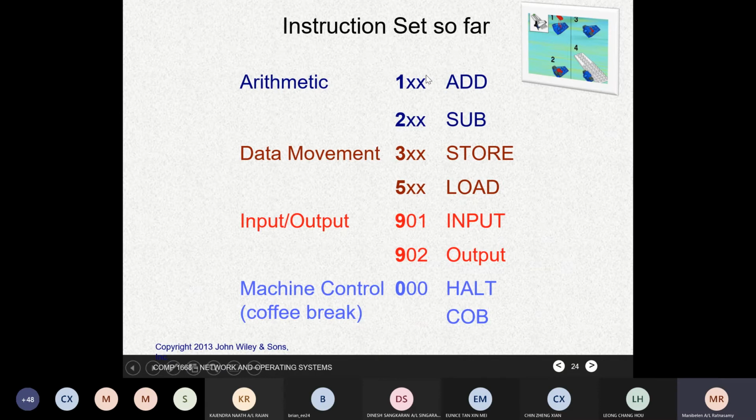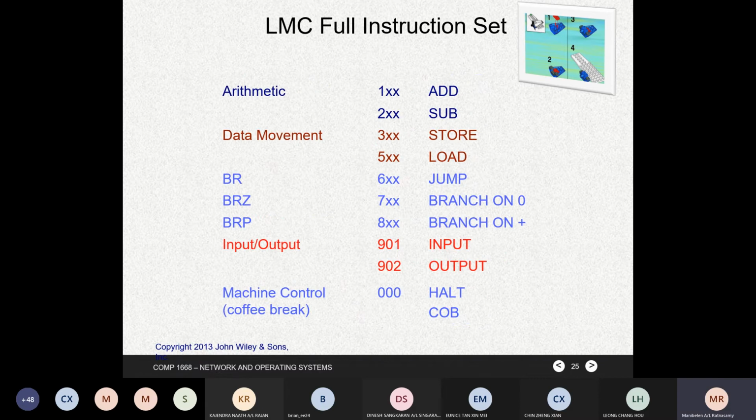Going back to the earlier example, if you use operation code, these are the numbers. If you use mnemonic, these are the code or mnemonic. Okay, so here you have the full instruction set. Add, subtract, store, load, jump, BR, branch, branch on 0, branch on positive, input, output, halt, and break. Okay, that's what we have covered so far.